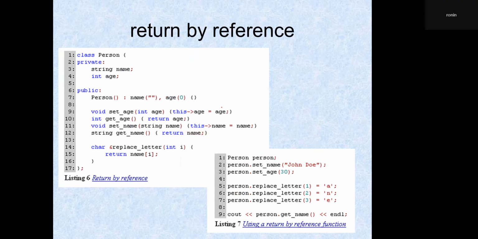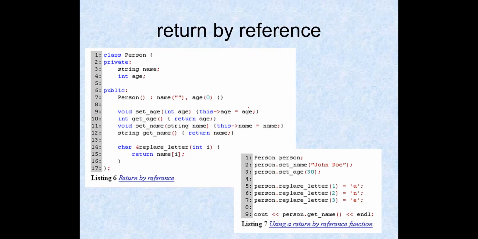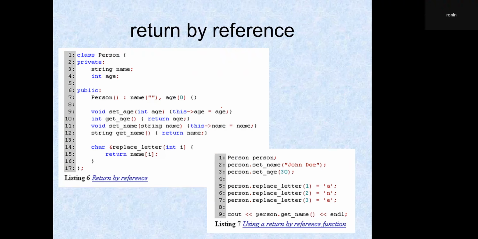Return by reference. Here, look, here is a return by reference. That means when in your function you create a variable, then you return this variable's reference. This is return by reference.